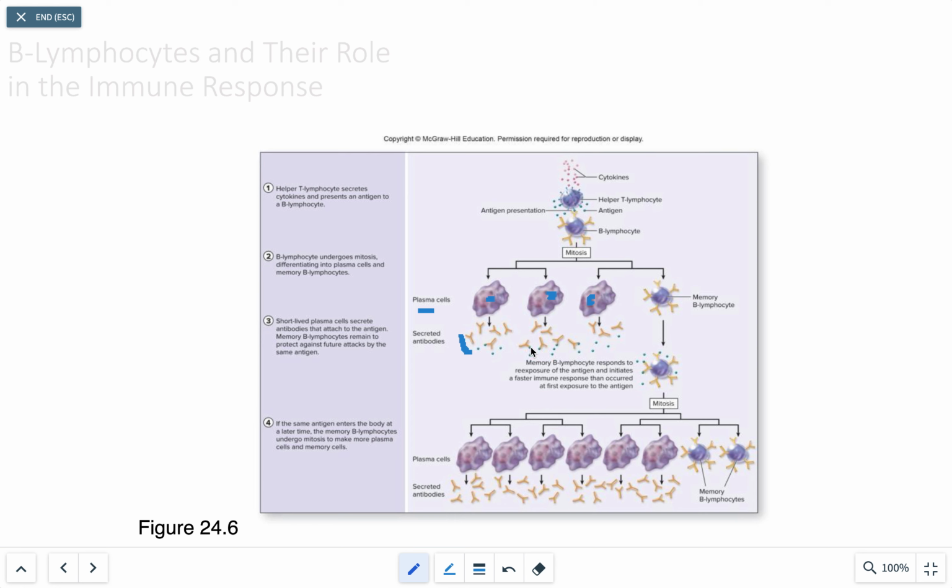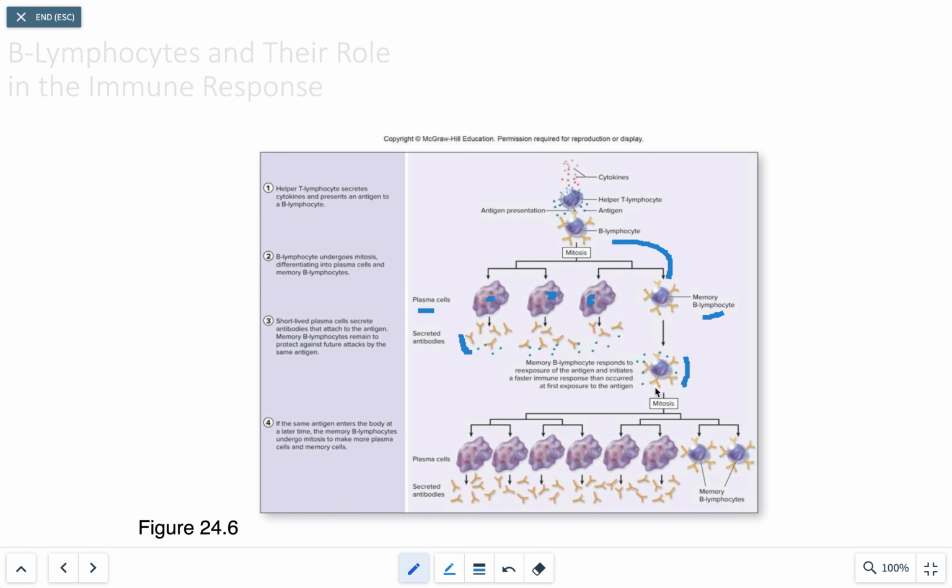These antibodies can be short-lived. They can last for a week or up to a year. But also during the process of mitosis, what we see is the division into a memory B lymphocyte. These memory B lymphocytes respond to re-exposure to the particular antigen, and they are already equipped with the antibodies. So once we see that, they're called a memory B lymphocyte. These B lymphocytes can have immunity to the antigen for years or a lifetime.